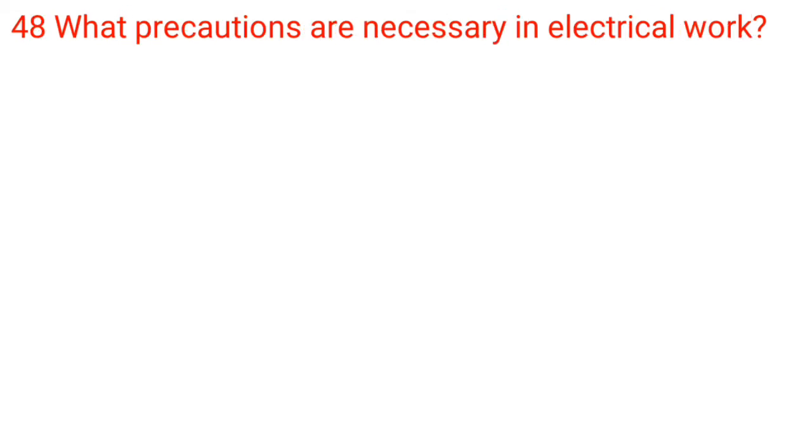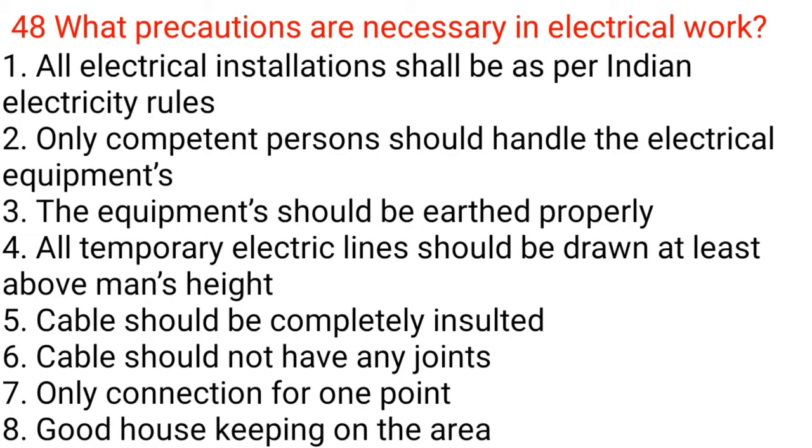48. What precautions are necessary in electrical work? 1. All electrical installations shall be as per Indian Electricity Rules. 2. Only competent persons should handle the electrical equipments. 3. The equipments should be earthed properly. 4. All temporary electric lines should be drawn at least above man's height. 5. Cable should be completely insulated. 6. Cable should not have any joints.